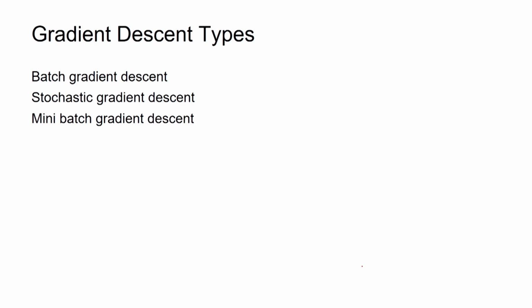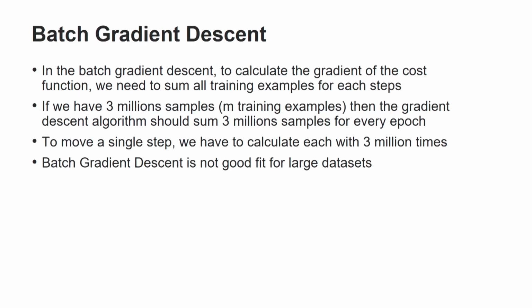Now there are three variations of the gradient descent method. So there are three types of gradient descent. One is called batch gradient descent, another is stochastic gradient descent, and the third one is mini batch gradient descent. In case of batch gradient descent, what happens? We calculate the gradient of the cost function, and we need to sum over all training examples for each step.